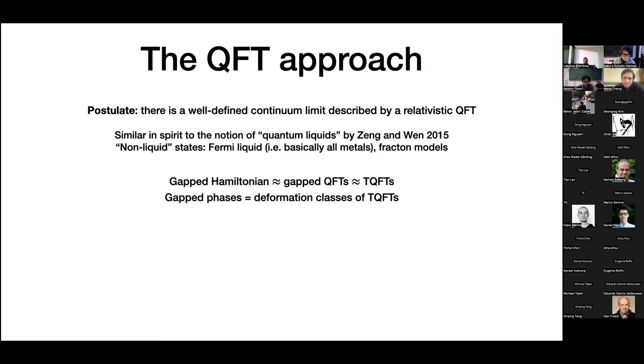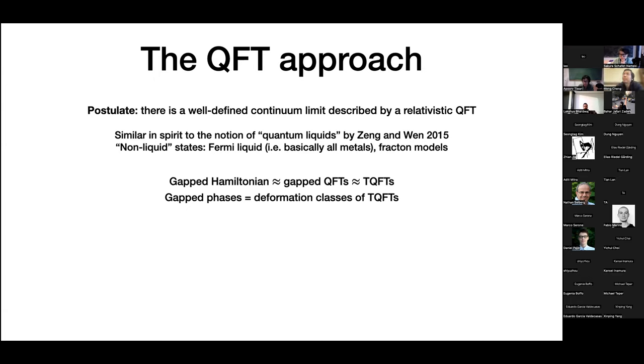But for gapped Hamiltonians, I think this is better justified. I'm going to assume that they are described by gapped quantum field theories with Lorentz symmetry. And then, if you really go to the infrared limit, they should become topological quantum field theories. And then gapped phases are basically deformation classes of topological quantum field theories.